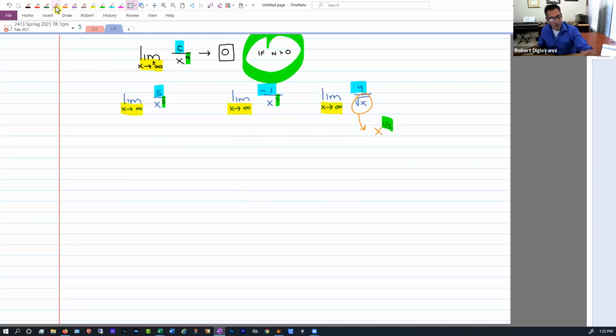All right, here we go. We're going to now go to where things start getting kind of weird. Limit as x goes to infinity of x plus 1 over x plus 3. I'm just going to give you a second to write it down and think about it.